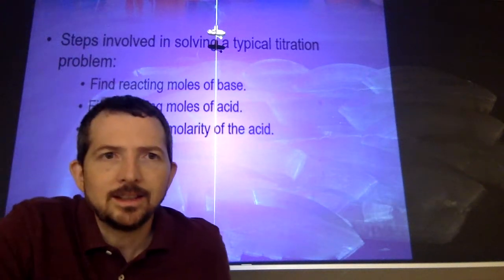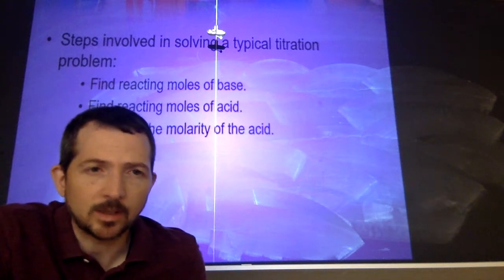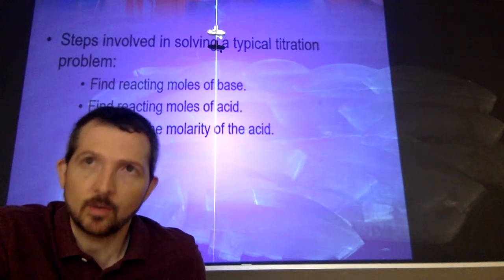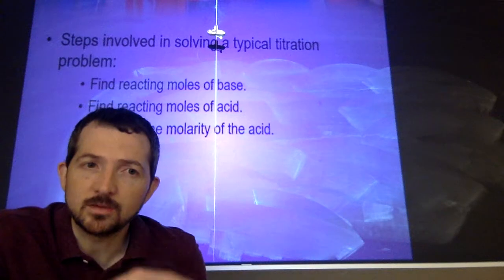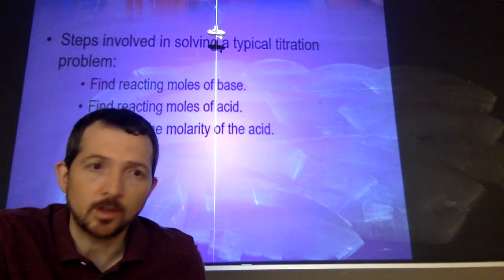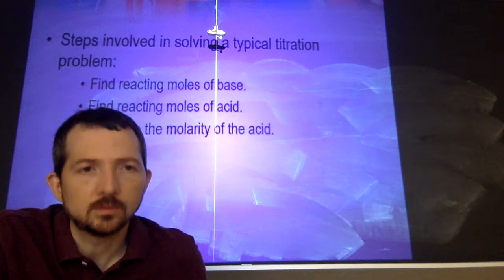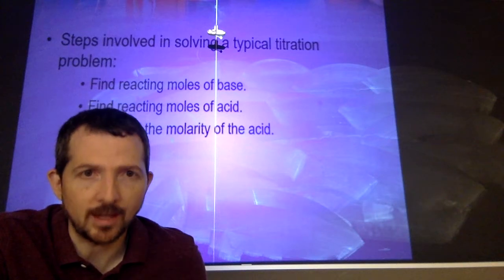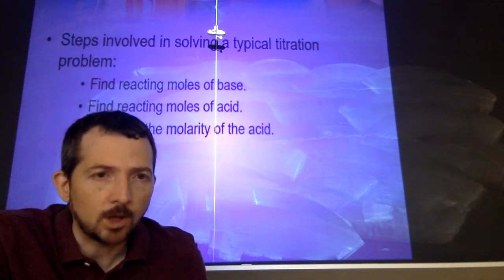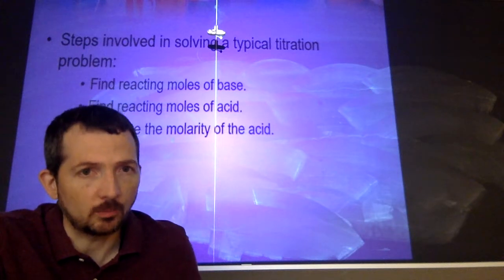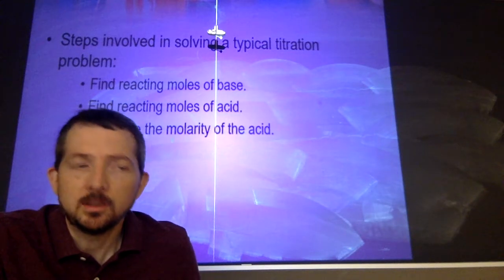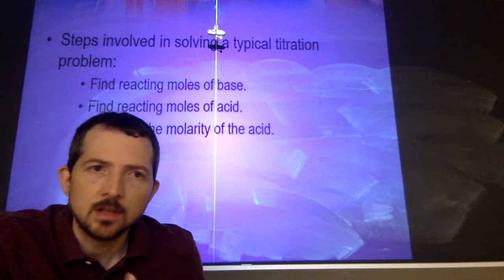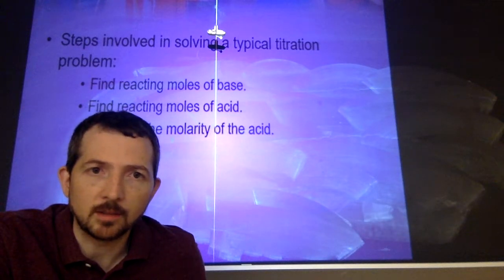So now we're going to look at the steps involved in solving your typical titration problem. So what you're going to do first is find your reacting moles of base. And so you know the concentration, then you know how much volume you need to reach that neutralization endpoint. So from that you can find your moles of base that was used. Then from your balanced equation, you go from moles of your base to moles of acid, and then you know how much volume you started with the acid. You now know the moles of acid, so molarity is the number of moles divided by the liter of solution. So now you can find the molarity of your acid.